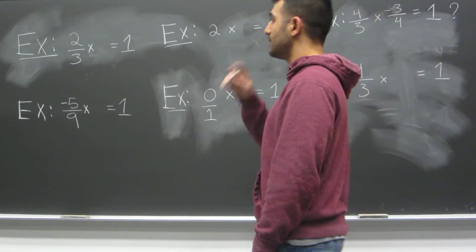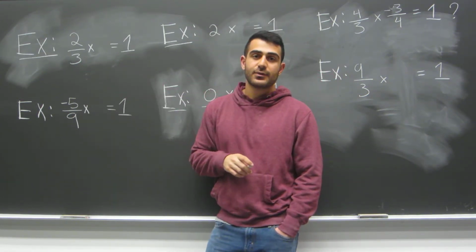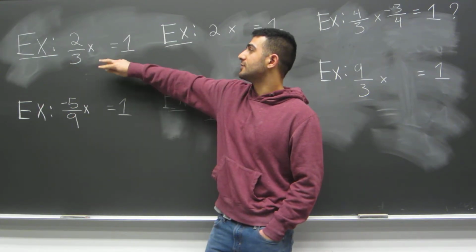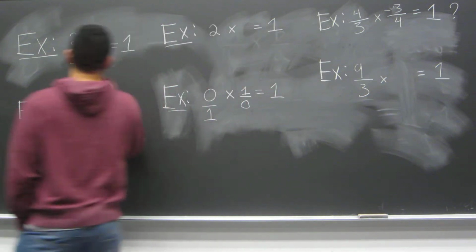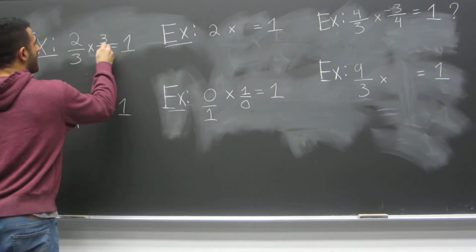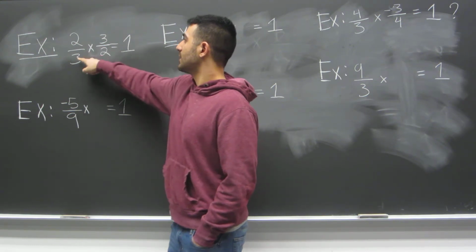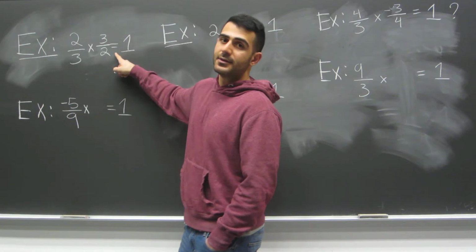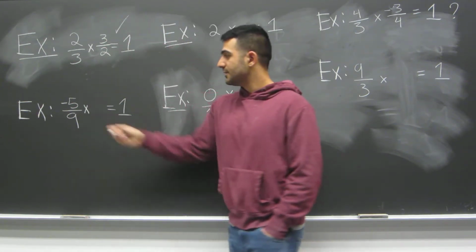Okay, let's go through it. So what is the multiplicative inverse of 2 over 3? Well, we know that in order to get the multiplicative inverse of a fraction, we multiply it by the flip. So the flip would be 3 over 2. So we bring the 3 to the top and 2 to the bottom. So this would be the multiplicative inverse. So that one's done. Let's do this one.